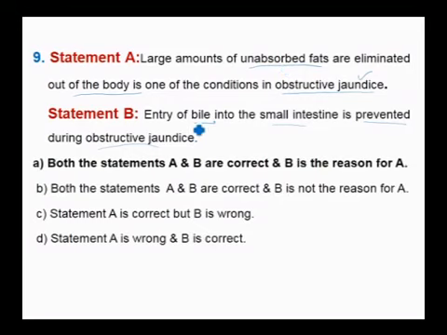So, the reason for this is that the entry of the bile into the small intestine is being prevented because of this obstructive jaundice. So, the answer is both the statements A and B are correct. B is the exact reason for A.